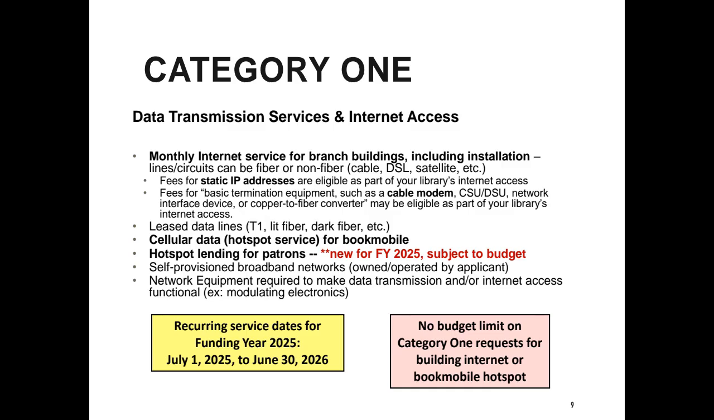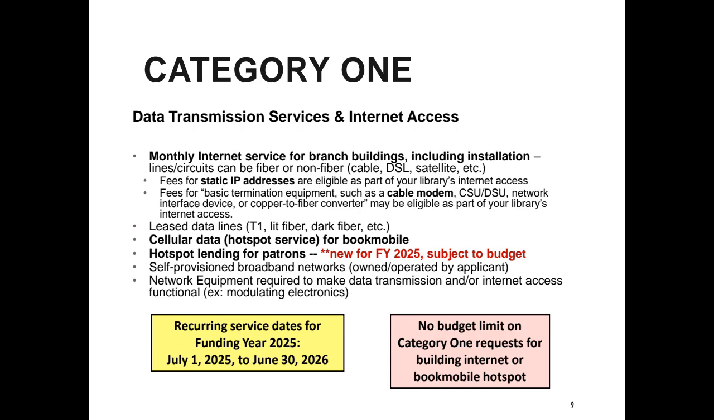Most libraries are filing for fiber or cable connections for their various branch buildings. We have about 50 libraries that request cellular data for the bookmobile, and brand new for funding year 2025, we have hotspot lending for patrons. And again, that time period for those recurring services is July 1st, 2025 to June 30th, 2026.